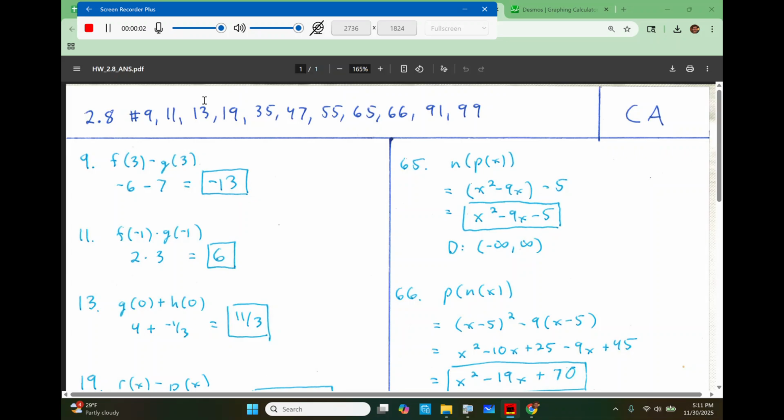Everybody. Today we're looking at the section 2.8 homework. So we're doing work with algebra of functions and function composition. So start with problem 9.